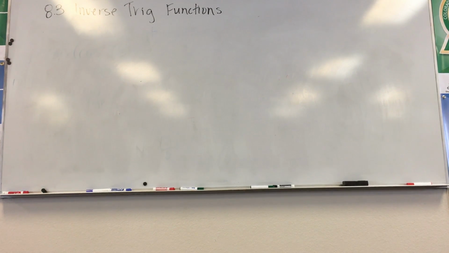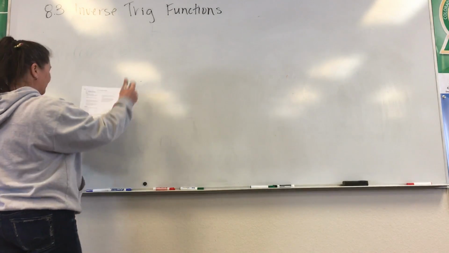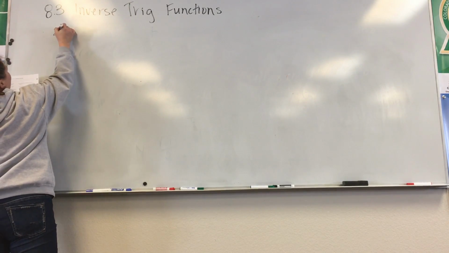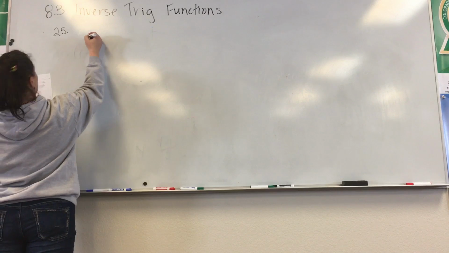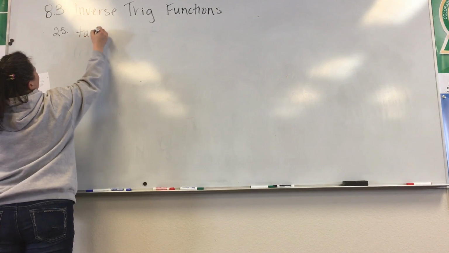I don't know what I'm doing, Spencer. Spencer, she doesn't know what she's doing. You gotta help her out. What'd you get on 25, Spencer? I don't know, number 25. I got 0. The inverse tangent.